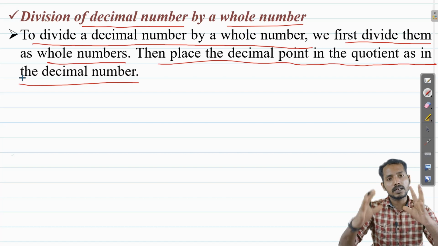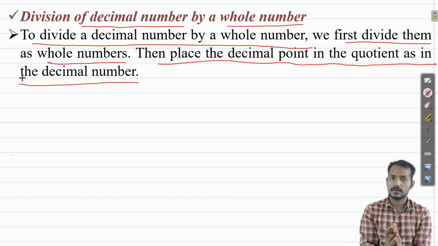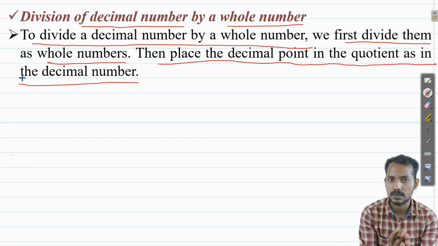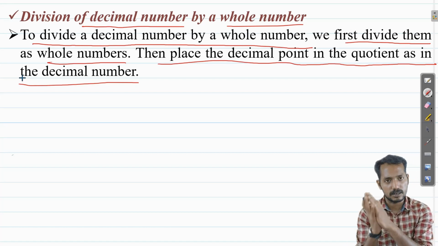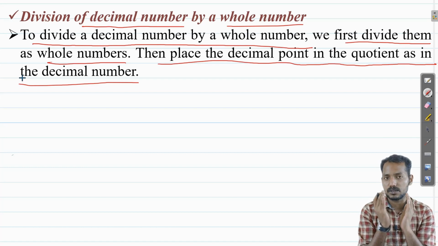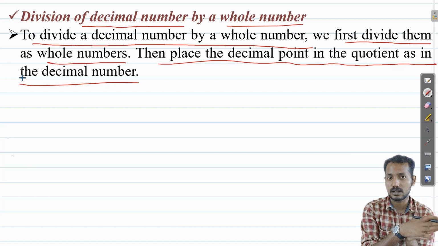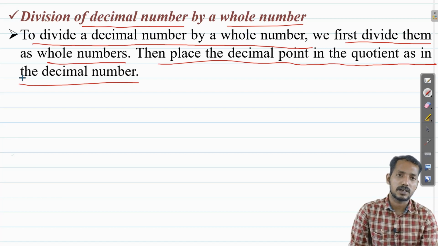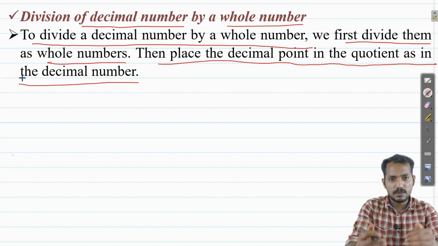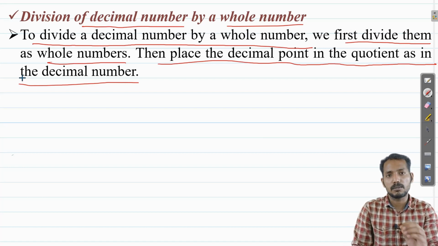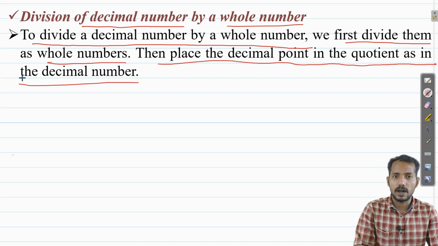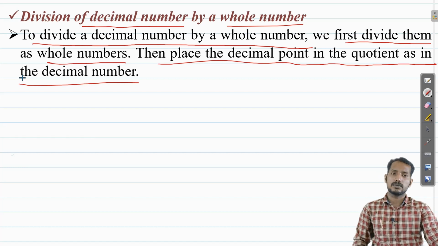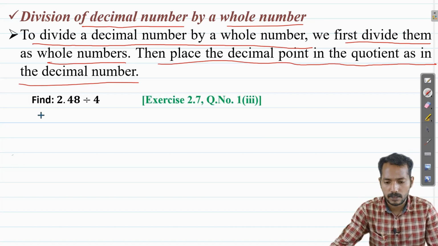Same as multiplication of two decimal numbers. In case of multiplication of two decimal numbers, we said that just multiply them as whole numbers, then count the number of digits after the decimal point in both the numbers. That much number should be there after the decimal point in the product. Same way here also. In the quotient, the same number of digits will be there after the decimal point. But while we are dividing, just divide it as a whole number. Clear? So let's do that one.